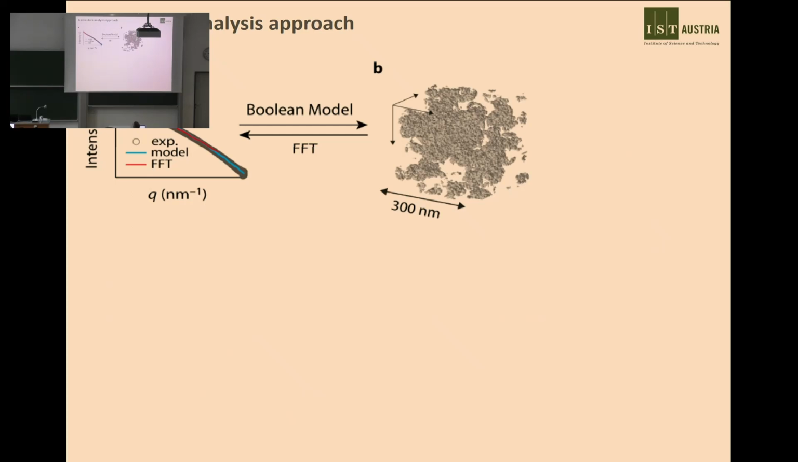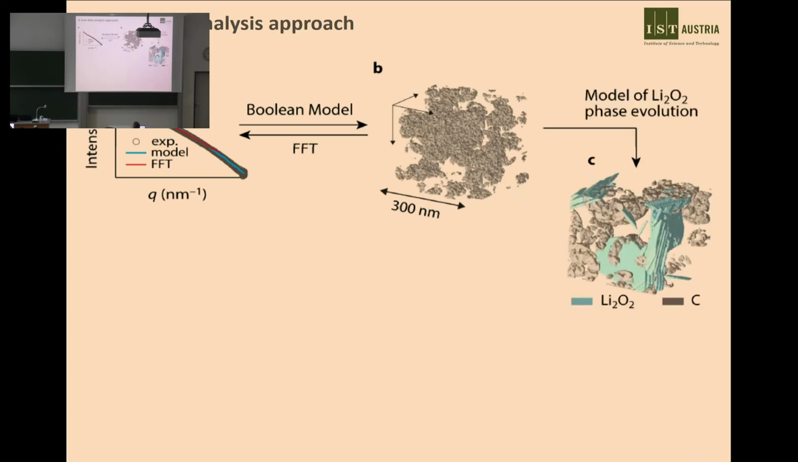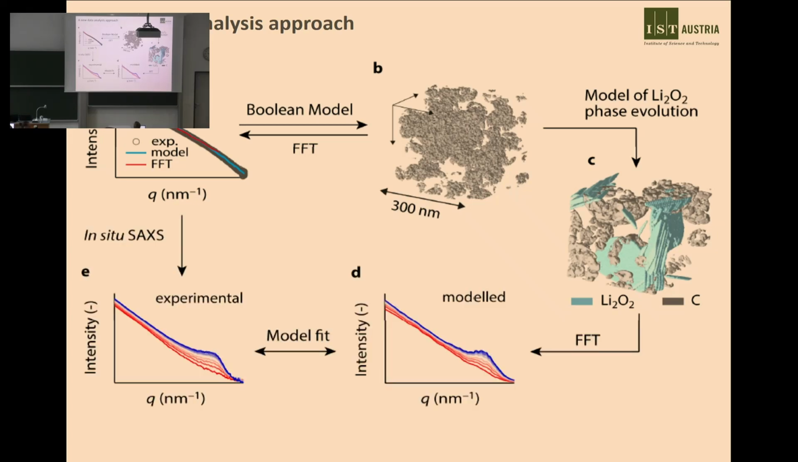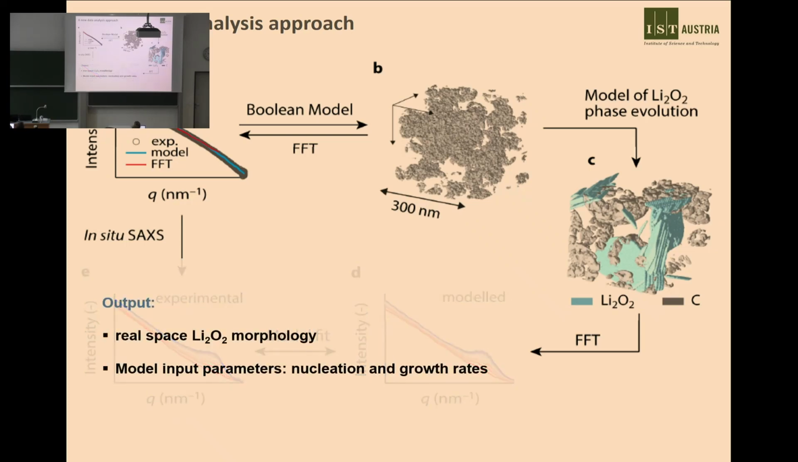So what we did here is make a representative model of this 3D carbon structure, and in this we took models to grow different morphologies of the lithium peroxide. So this finally gives morphologies of electron density contrast, which is the origin of the scattering pattern. And so we can then adapt the model so that the experimental scattering pattern and the modeled one fit as closely as possible. And so what we get from this is real space peroxide morphology.